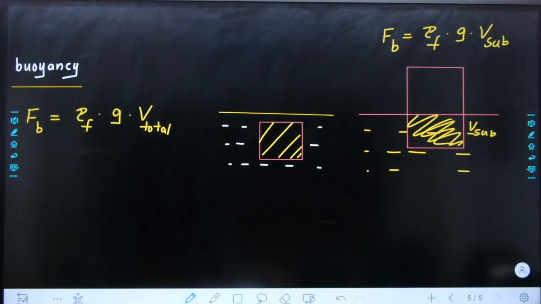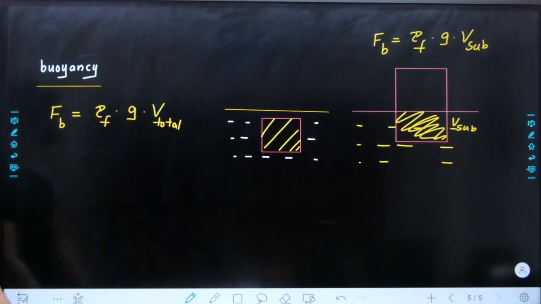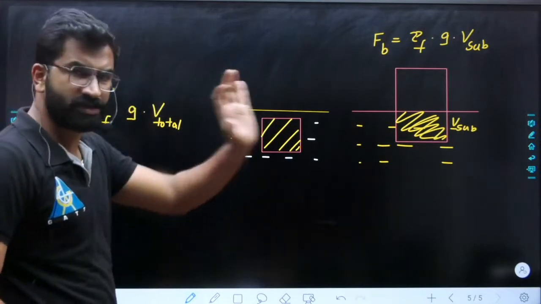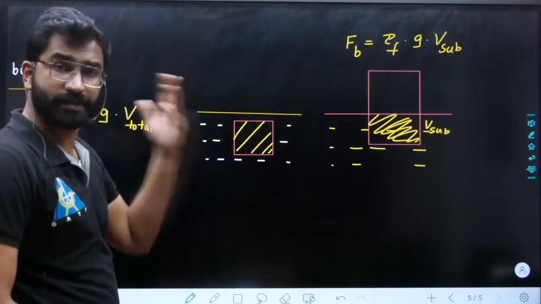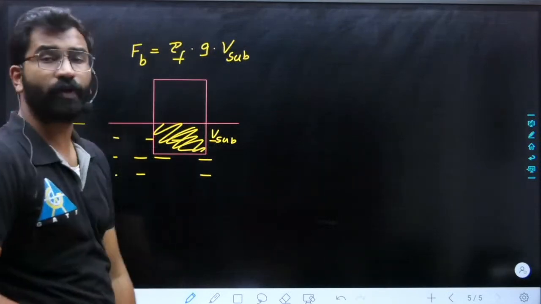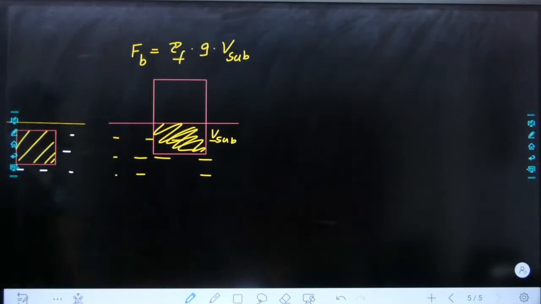Easy? So these are the equations we have. Now, completely immersed is very easy. Now, in this case, what is the speciality?